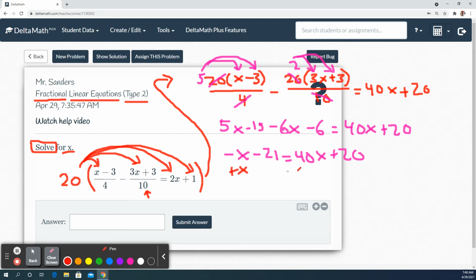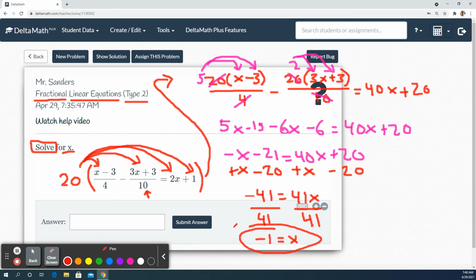So I'm going to add x, and I might as well do it all at once. And minus 20. At this level, you should be able to do things at more than one stage, if it doesn't muddle your work and everything seems pretty clear here. Adding straight down, those are gone, and I get negative 41 equals, these combine and these are gone, 41x. Divide by 41, divide by 41. Negative 1 equals x, and that's it.